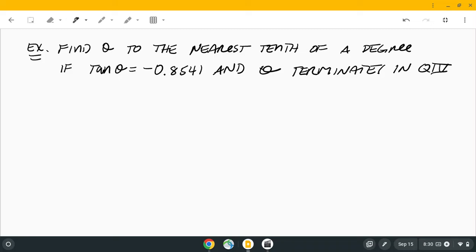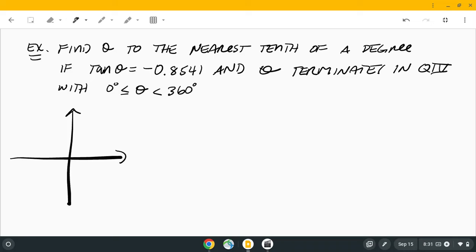And of course, we'll put the extra restriction so we don't have to worry about coterminal angles. So we'll also say it's somewhere between 0 and 360. All right, so extra little restriction there, which makes it a little easier for us. Okay, so let's go ahead and draw this. 0, 90, 180, 270. Okay, where are we?